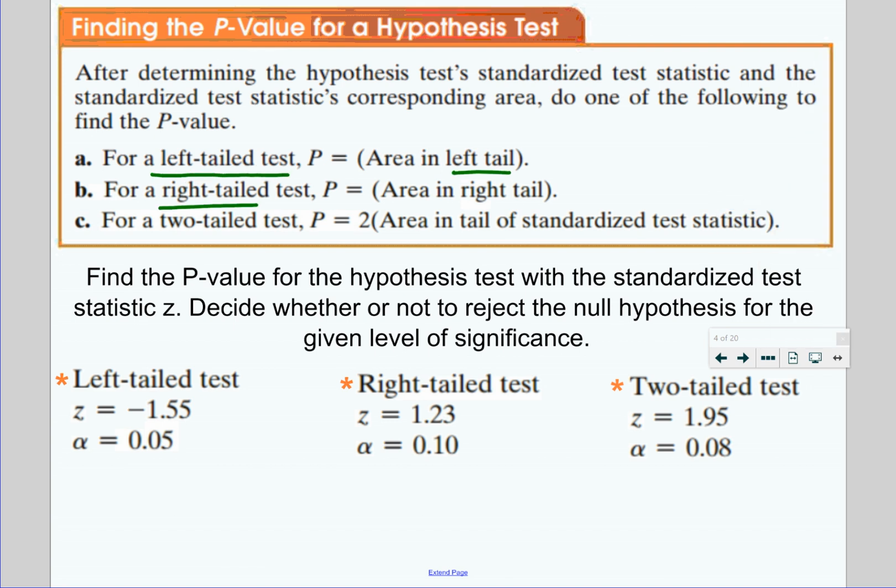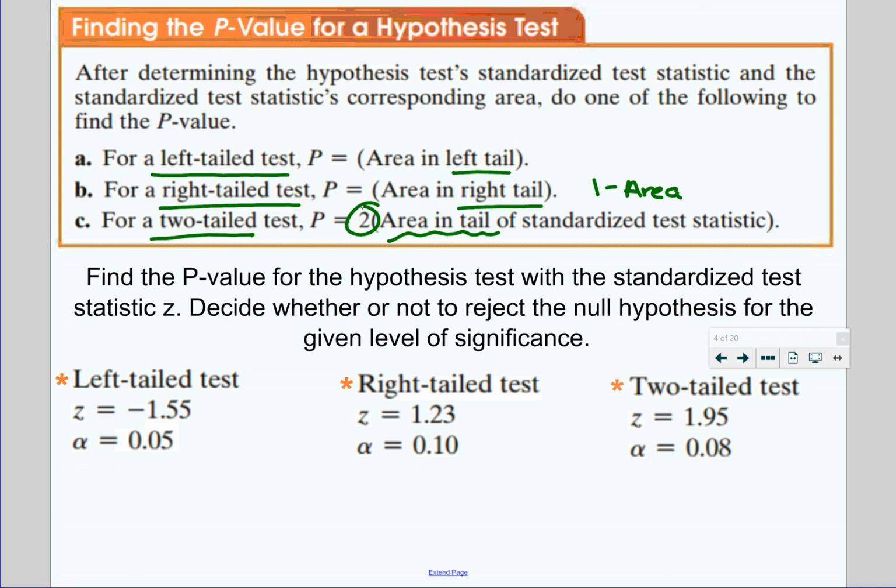If you have a right tail test, your P is the area in the right tail. And remember, when we are calculating areas in a right tail, this is where you would have to do 1 minus the area that you find on your chart. It's a complement, because that's all our chart gives us, the area to the left. And if you have a two-tail test, you're going to take the area in one tail and double it.